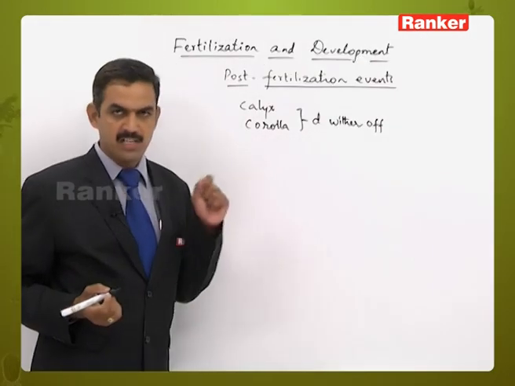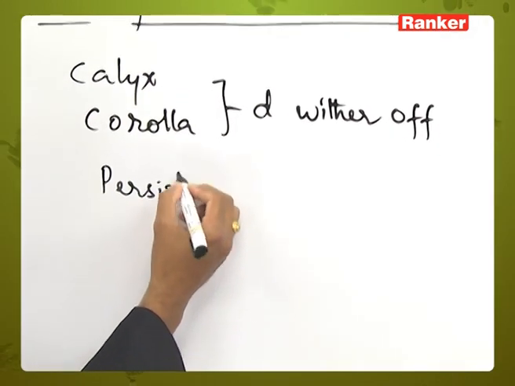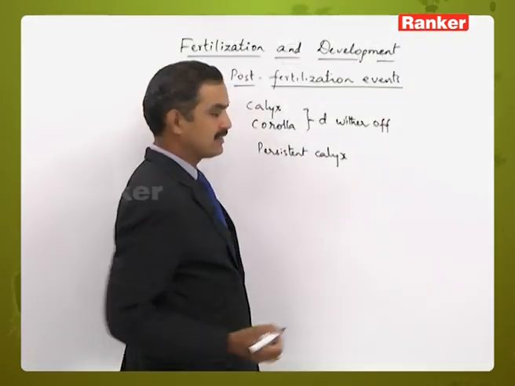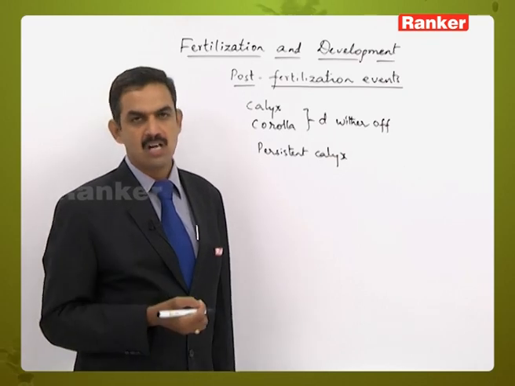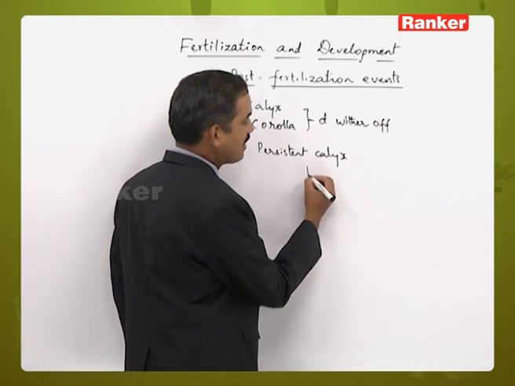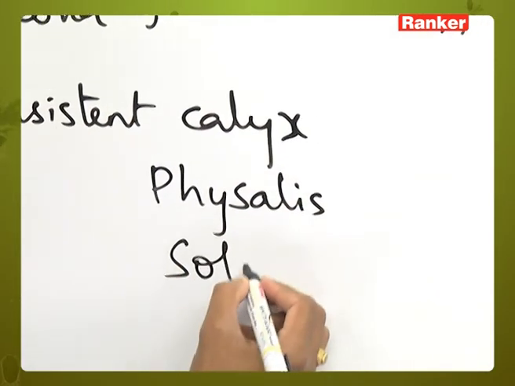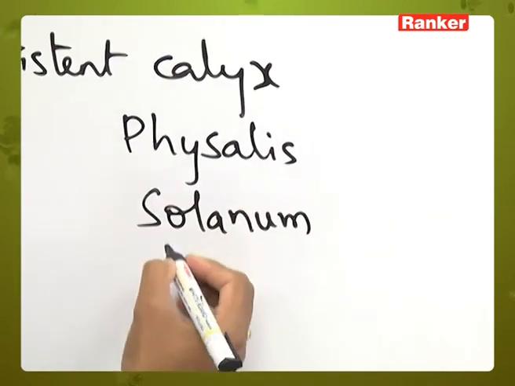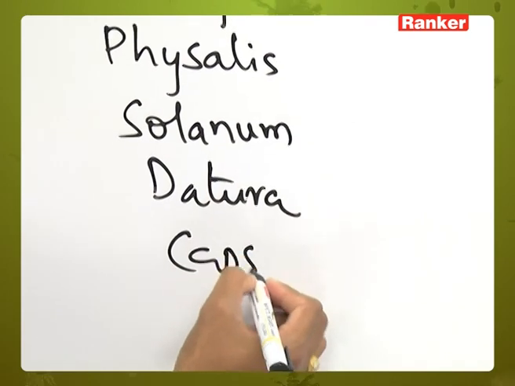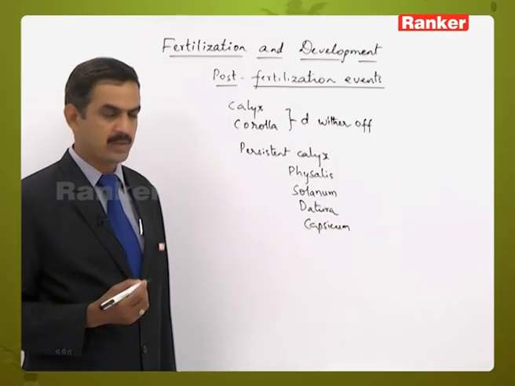But there are some exceptional cases where persistent calyx is present. Persistent calyx means the calyx remains with the fruit after fertilization also. Such type of persistent calyx can be seen in examples like Physalis, Solanum, Datura, capsicum. So these are some exceptional cases where persistent calyx is present.